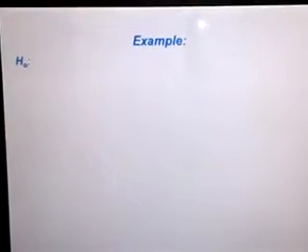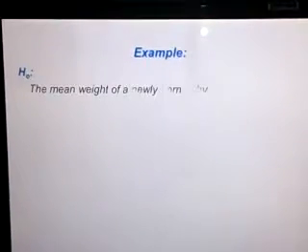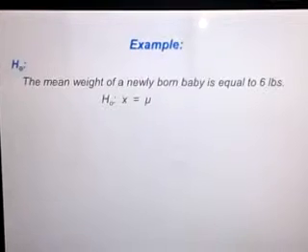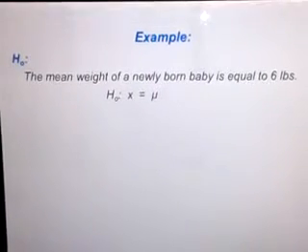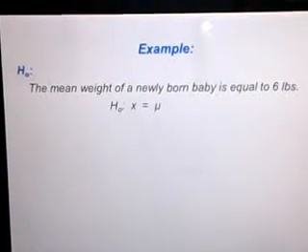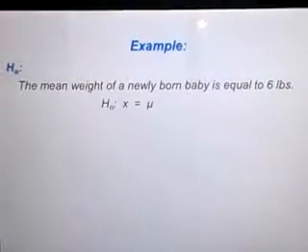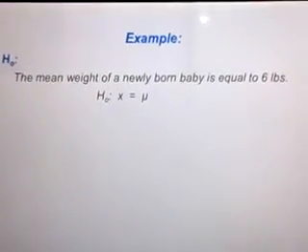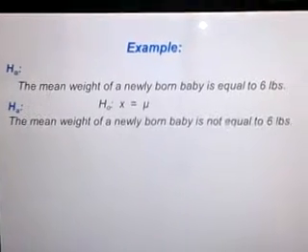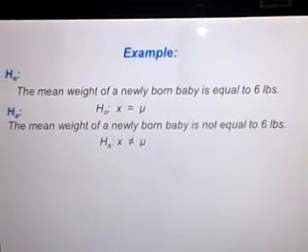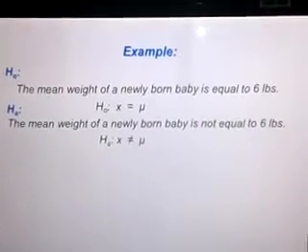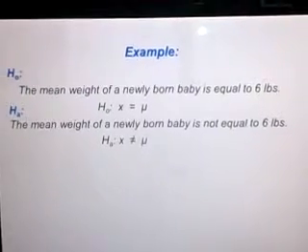So let's have an example. Our null hypothesis: the mean weight of newly born baby is equal to 6 pounds. So our mean is equivalent to our population mean. The alternative: the mean weight of a newly born baby is not equal to 6 pounds.